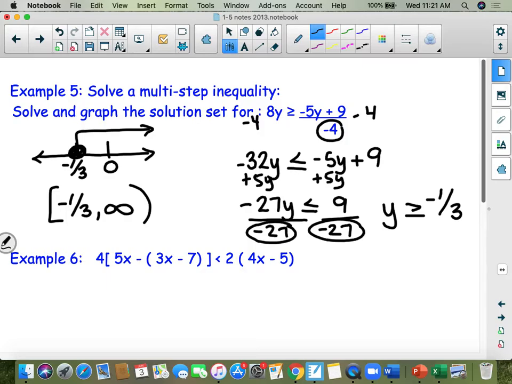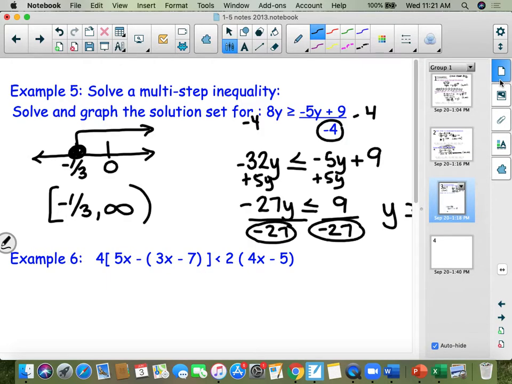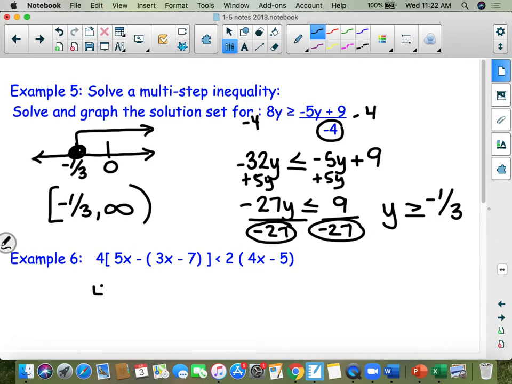And I think this is the last problem of the templates. Yep, this is the last one. So I'm going to worry about the 4 later. 5 minus 3x. 5 minus 3x is 2x. There's a negative with a negative. So do you see that there's a negative? So you could distribute the negative sign, and that's why that was a negative 3x. But a negative of a negative 7 is really a positive 7. So keep that in mind. That'd be 2x plus 7 is less than 2 parentheses 4x minus 5.